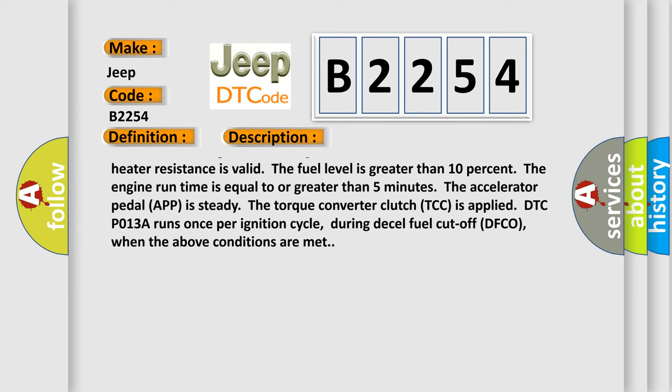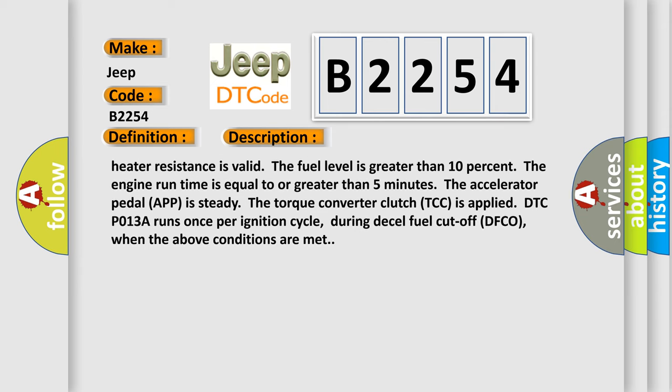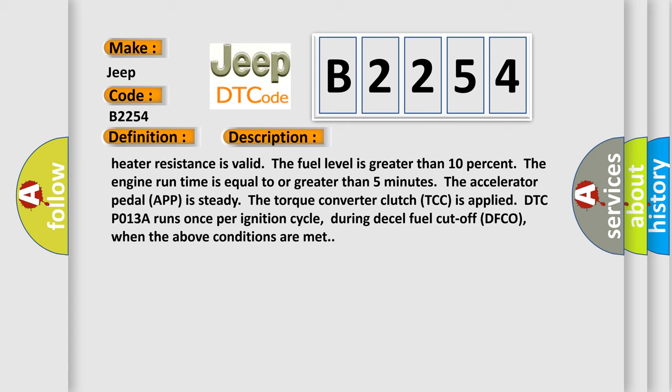The ignition 1 voltage is between 10 to 18 volts. The learned heater resistance is valid. The fuel level is greater than 10%. The engine runtime is equal to or greater than 5 minutes. The accelerator pedal APP is steady. The torque converter clutch TCC is applied. DTC P013A runs once per ignition cycle, during decel fuel cutoff DFCO, when the above conditions are met.